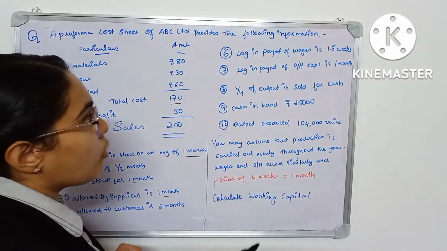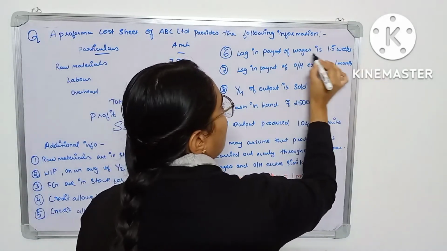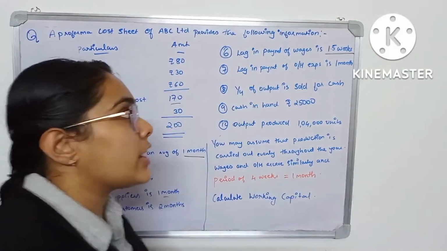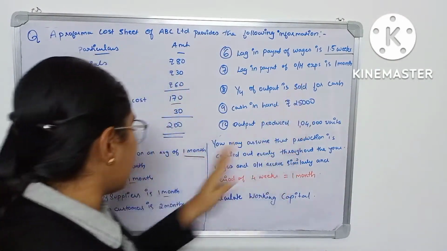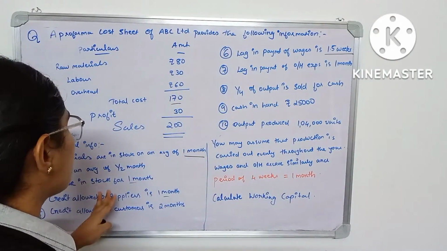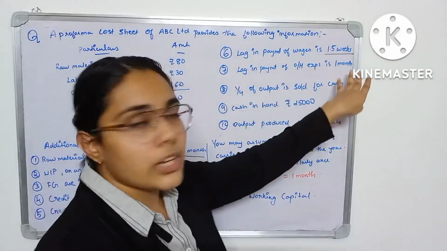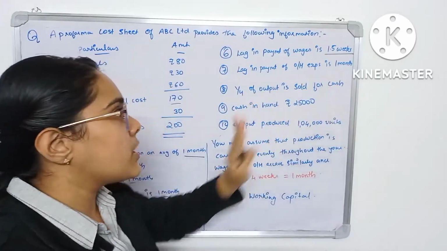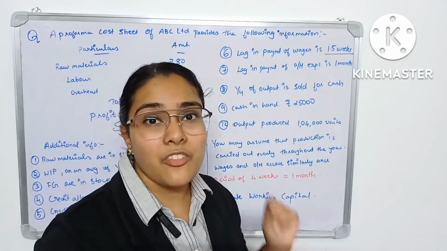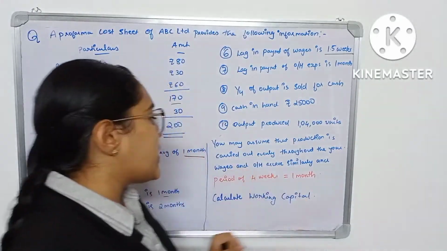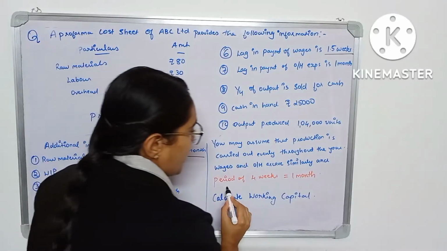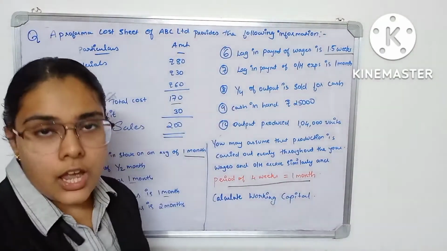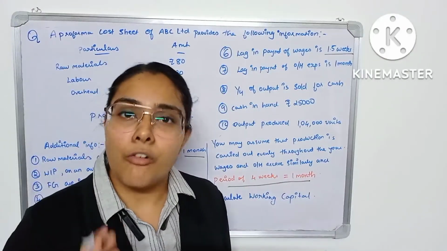Now work in progress is half month, finished goods, everything here is given in months except for this one thing, lag in the payment of wages. It is given in weeks, 1.5 weeks. Further, work in progress, finished goods, debtors, everything is given in terms of month except for the wage payment. Also in the question it is said that period of 4 weeks is equivalent to 1 month. You know that 1 month is 4 weeks.